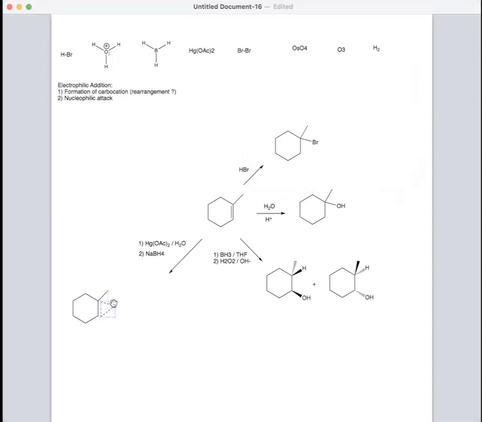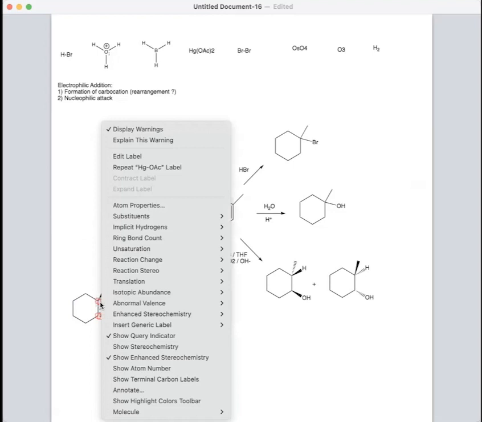So it's more or less this, okay, with the mercury acetate right here. I'm gonna show stereochemistry here so you can see that the mercurinium bridge can form below the plane of the molecule and above the plane of the molecule.